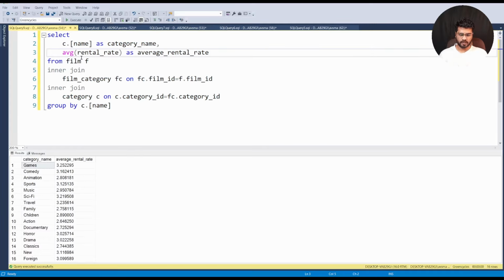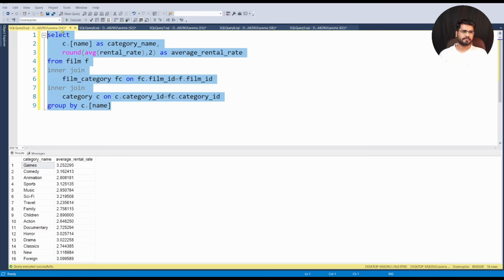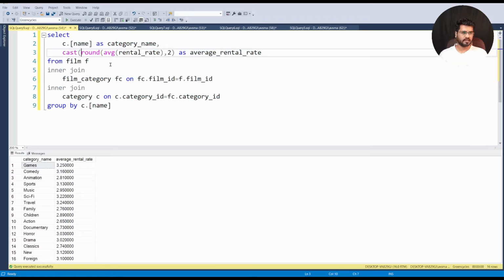So we will use the round function and limit it to 2 decimal points. Now let us look at the result. So here if you see, we have used the round function, but it is still showing the trailing zeros. So in order to remove that, we use the cast function and we cast it as float. And now let us see the outcome. So here we get the category name and the average rental rate. So for each category we get the average rental rate.